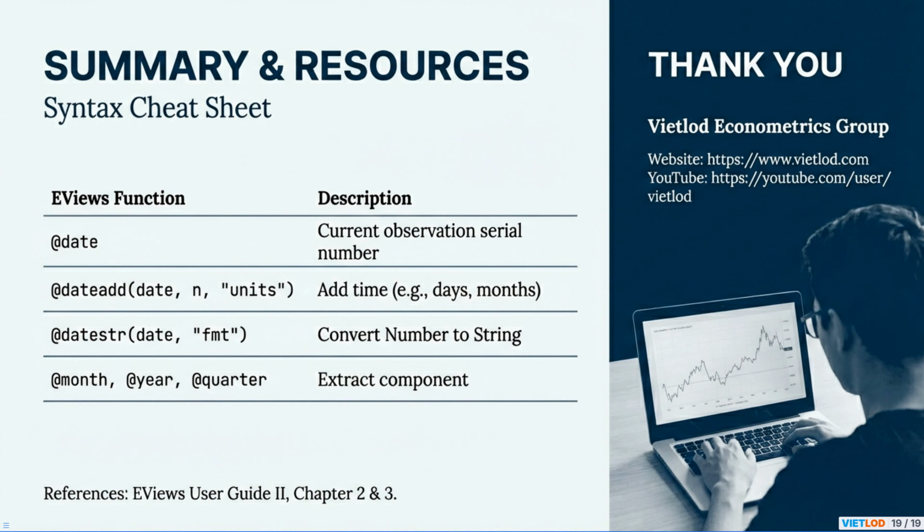This slide provides a concise summary of essential EViews date functions, acting as a quick reference or syntax cheat sheet for common tasks. We start with basic functions. @date retrieves the current observation serial number, which is EViews' internal numerical representation of dates. @dateadd(date, n, "units") allows you to add a specified number of time units, such as days or months, to an existing date. This is crucial for creating lagged variables or forecasting.